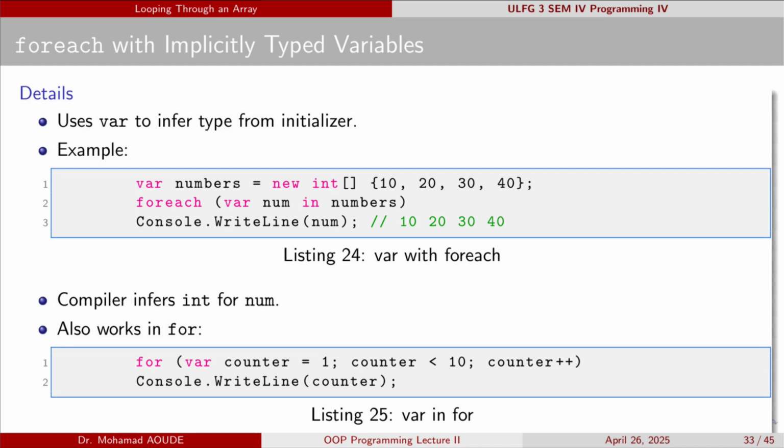You can make foreach loops even more concise by using var for implicit typing. For example, instead of writing foreach (int num in numbers), you can simply write foreach (var num in numbers). The compiler infers the correct type for you, reducing redundancy and making the code cleaner.